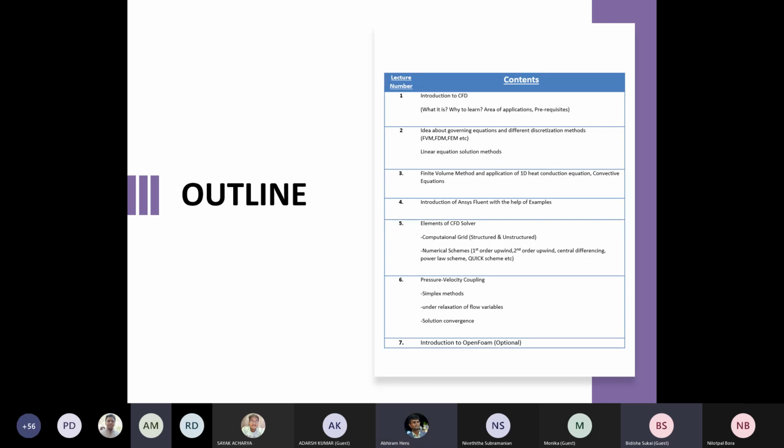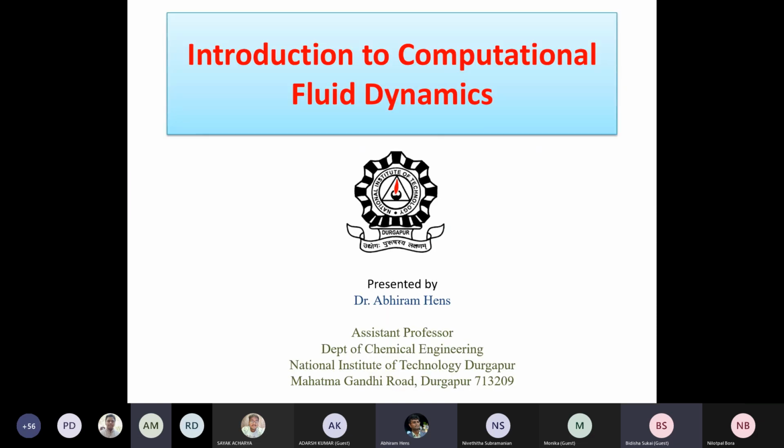Let us start with the first lecture that we are covering today, which is all about Introduction to Computational Fluid Mechanics. This is the basic course, and if anybody is working in this domain or has a little bit of knowledge, for them it is just a repetition. But for those who are completely new to this subject, it will be helpful to get an idea about the total concept of CFD.